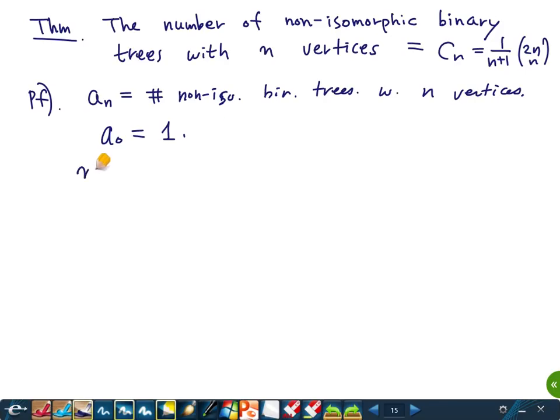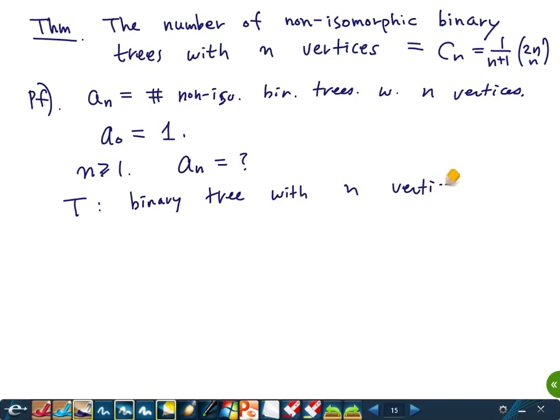Now let's say n is greater than or equal to 1 and consider an. We want to show that it has a recurrence relation. So let's say T is a binary tree with n vertices. So it has a root. T looks like this: root, and it has two children, left and right. Let's say T1 and T2. It may not have a left child, which means T1 is empty. If it does not have a right child, then T2 is empty. We can always write a binary tree like this.